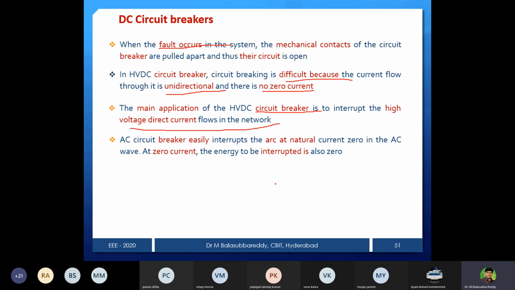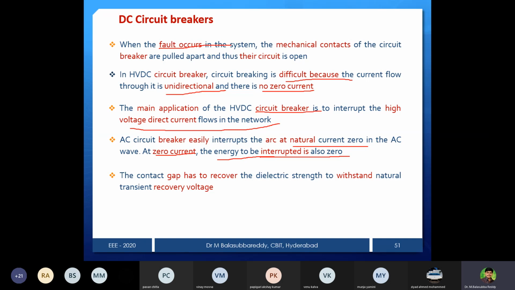An AC circuit breaker easily interrupts the arc at natural current zero in the AC wave, and at zero current the energy to be interrupted is also zero. Once the current is zero, automatically the energy also becomes zero, because if any one of the parameters, voltage or current, is zero, power is zero, and energy is also zero. The contact gap has to recover the dielectric strength to withstand the natural transient recovery voltage.